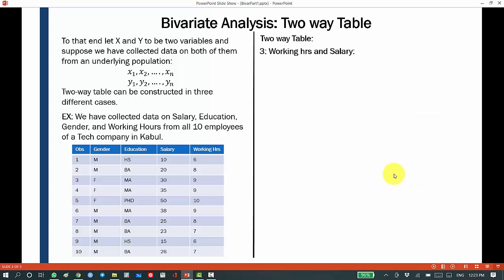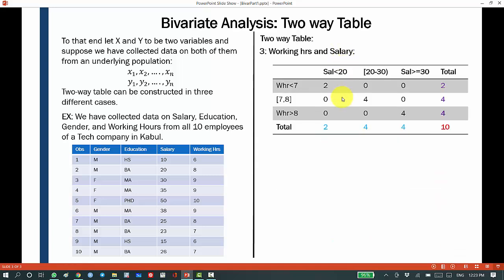The third case of two-way table is the two-way table of two quantitative variables, here working hours and salary. In order to construct the two-way table for working hours and salary, first of all, we define different categories for both variables. Here we have defined for working hours 3 different categories: those who are working less than 7 hours, the second category those who are working 7 or 8 hours, the third category who are working more than 8 hours. Salary, again 3 categories: less than 20, between 20 and 30, or more than 30,000.